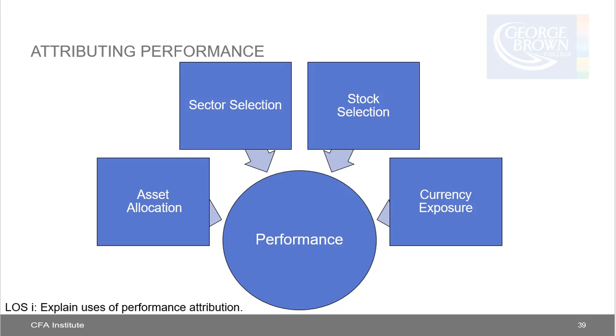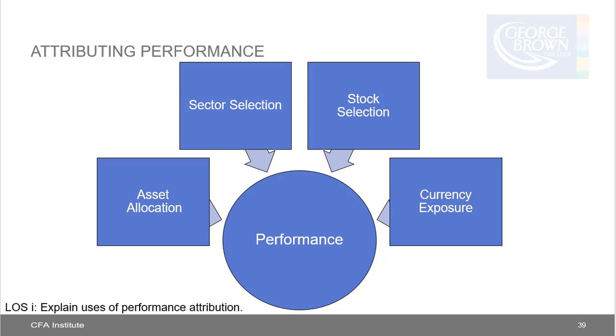Benchmarks can also be used to further explore the reasons for the fund manager's performance. By using appropriate financial market indices, the fund manager's performance can be decomposed to reveal the sources of the return. Depending on the nature of the fund, the performance itself might come from the following sources. Number 1, asset allocation. Number 2, sector selection. Number 3, stock selection. And number 4, currency exposure. All those 4 factors can contribute to performance. So, we want to attribute the performance to the different factors, okay?